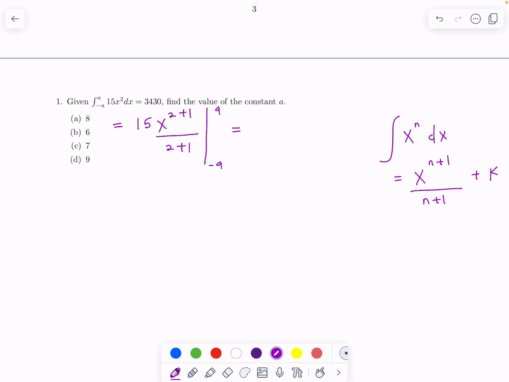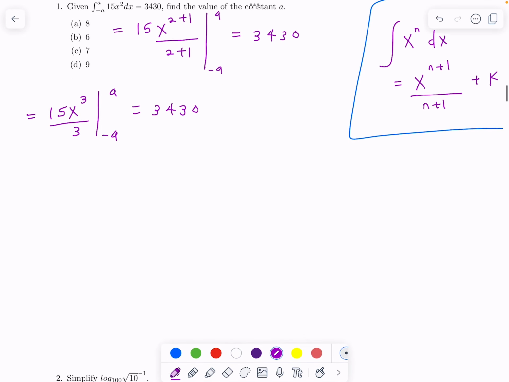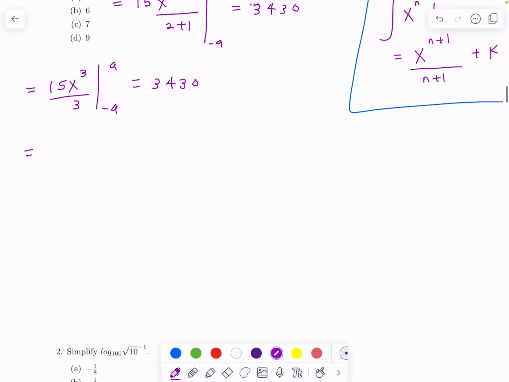And from the problem, everything is equal to 3,430. Okay, so I'm just going to demarcate this. Now I can simplify. This is just going to be equal to 15x to the power of 3 divided by 3, from negative a to a, equals 3,430. And this is just 5x to the power of 3 from negative a to a equals 3,430.